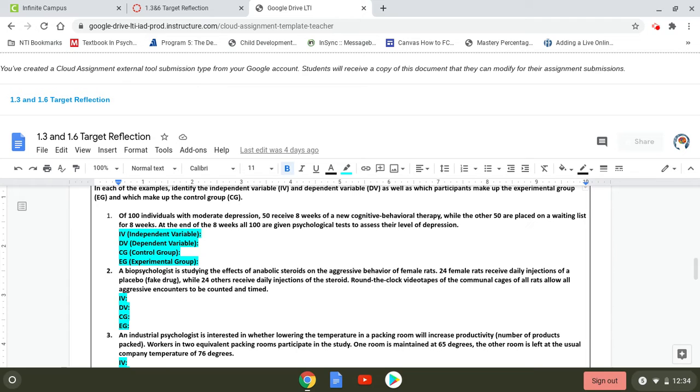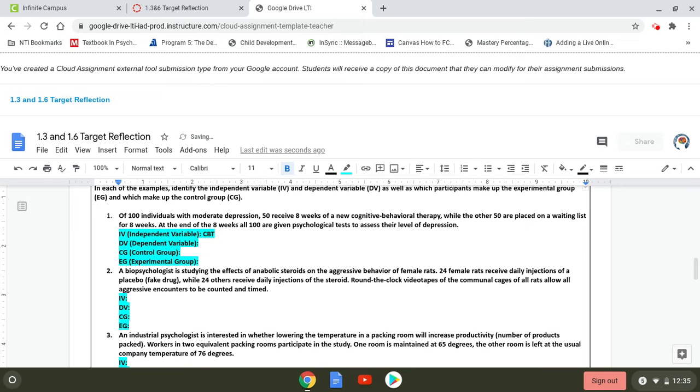All right, so I want to remind you, independent variables are the things that change, and the dependent variable is what we measure. So, of 100 individuals with moderate depression, 50 receive 8 weeks of a new cognitive behavioral therapy, while the other 50 are placed on a waiting list for 8 weeks. At the end of the 8 weeks, all 100 are given psychological tests to assess their level of depression. So again, our independent variable is what changes. What does one group get and the other group doesn't? That's the cognitive behavioral therapy.